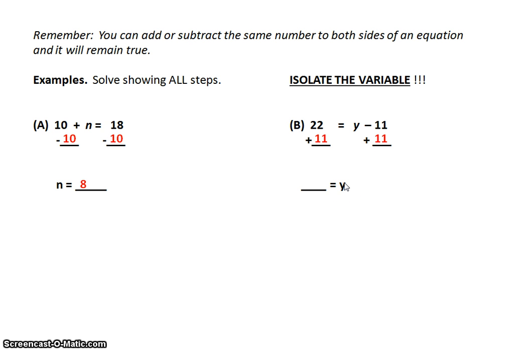Let's simplify the left-hand side. 22 plus 11 comes out to 33. So y is 33 in this equation. If I take 33, I can put it back in the original equation, and it has to work. Otherwise, my answer is wrong. So 33 minus 11 does equal 22.